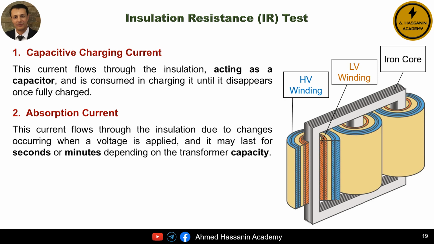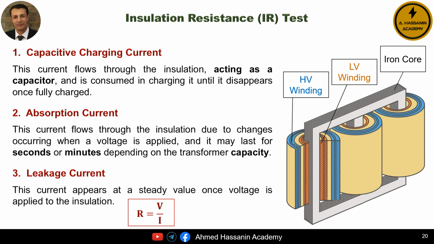The second type of current is the absorption current. This current results from the changes that occur in the molecules of the insulating material due to the application of DC voltage. These molecular changes cause current to flow through the insulation. This current can last for a period ranging from a few seconds to several minutes, especially in large power transformers.